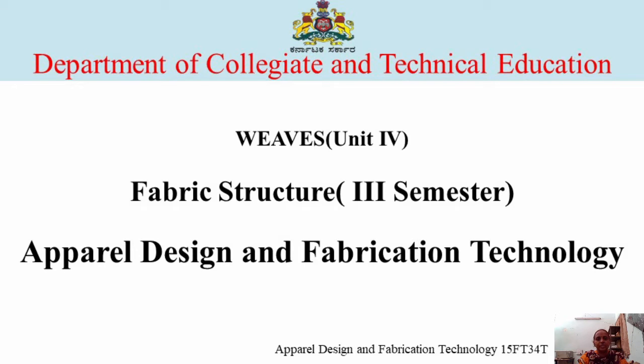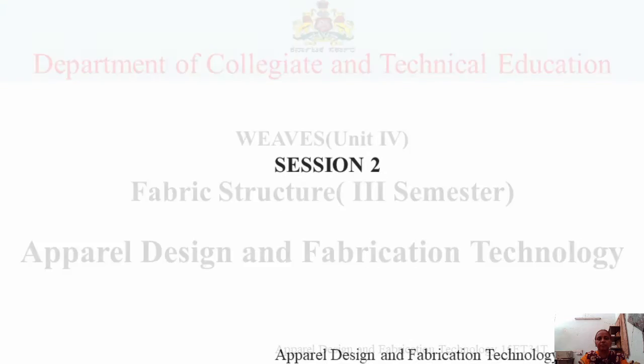I am going to discuss the third semester subject, Fabric Structure, in the fourth unit, weaves. In earlier sessions we discussed weaving and the classification of weaves. So what is weaving? Weaving is the major method of fabric construction by interlacing two types of yarns. Those two types of yarns are known as the warp and the weft yarns.